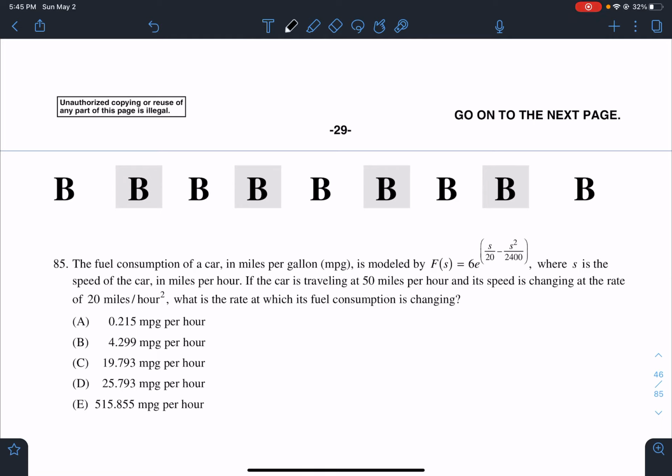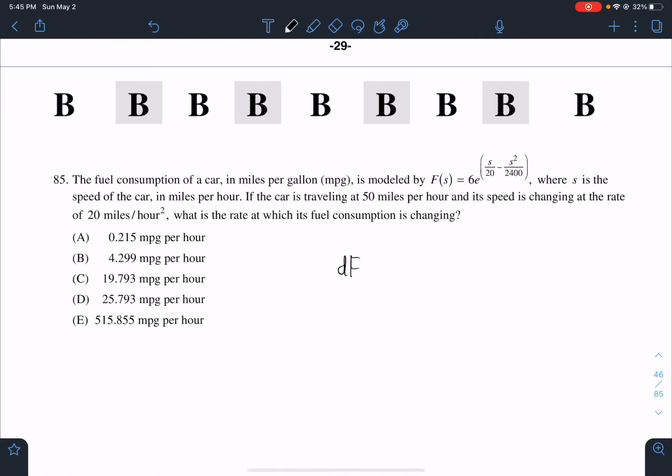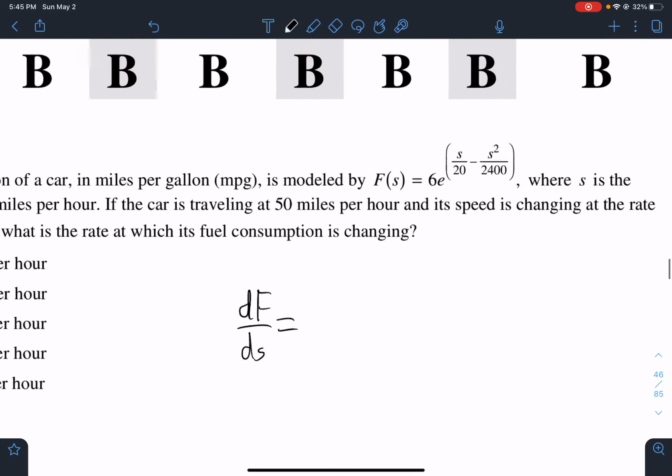So number 85, we have the fuel consumption of a car, f of s, which is 6e to the s over 20 minus s squared over 2400. So we want to find the rate at which, so we want to find df ds. And so let's just take the derivative of this.